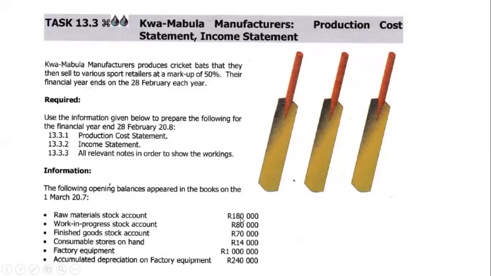Okay, let's get started here. Where does that go to? That's going to be our balance at the beginning for our direct material costs.